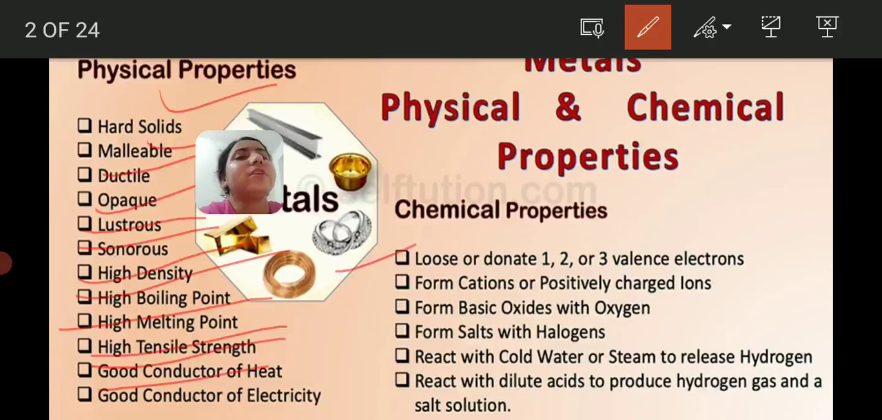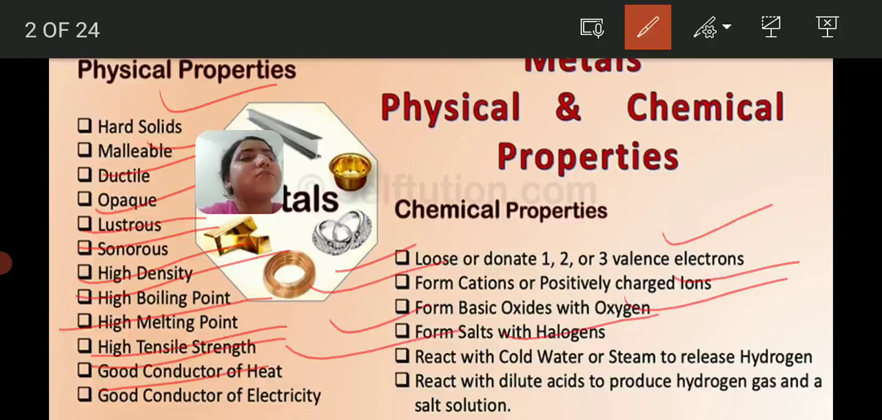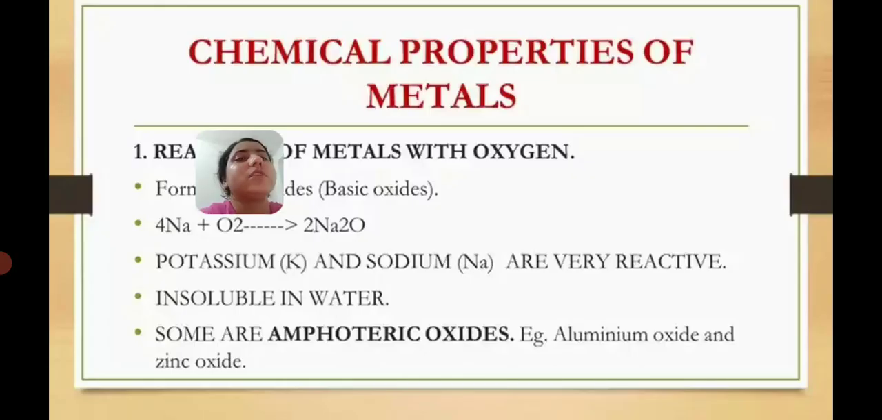Now let us have a look at chemical properties of metals, and then we will see chemical properties of non-metals as well. So first of all, chemical properties of metals. Metals lose or donate 1, 2 or 3 valence electrons. They form cations or positively charged ions. They form basic oxides with oxygen. They form salts with halogens. They react with cool water or steam to release hydrogen. They react with dilute acid to produce hydrogen gas and a salt solution.